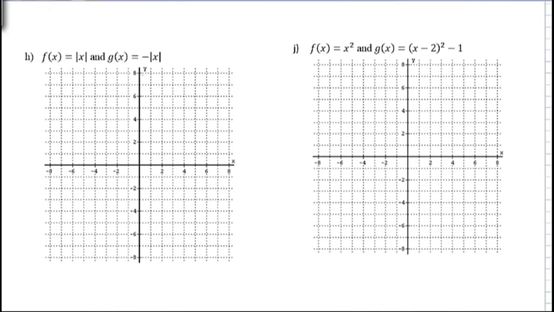And this is just the absolute value graph, same thing. Instead of opening up with a big capital V, it's going to be a big capital V opening down. Labeling some points, we have (0, 0), (1, -1), and (2, -2). And we have (-1, -1) and (-2, -2).